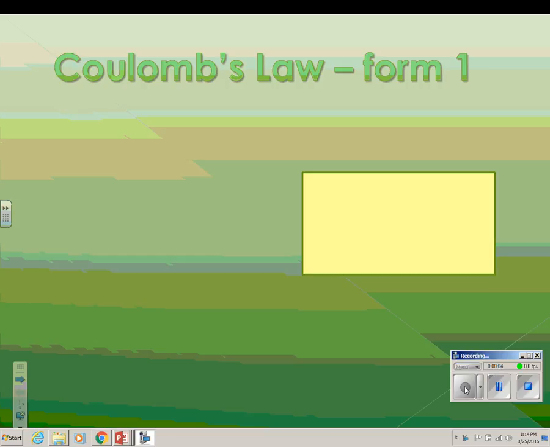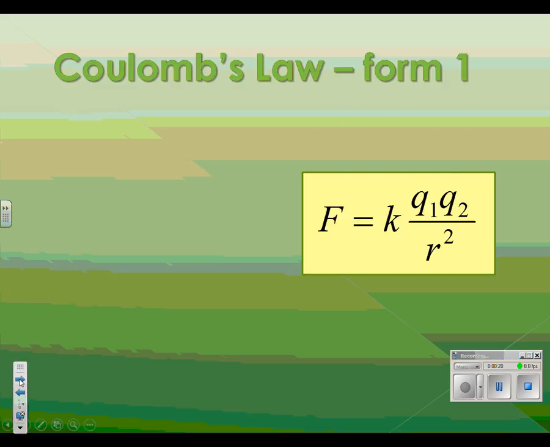Alright, this is for AP2, and this is your second recording for the electrostatics unit, and this is over Coulomb's law. Well, Coulomb's law is actually the very first formula on your formula chart in the electricity and magnetism area, but it doesn't look the same way as I'm about to present it. So this is just form 1 of Coulomb's law.